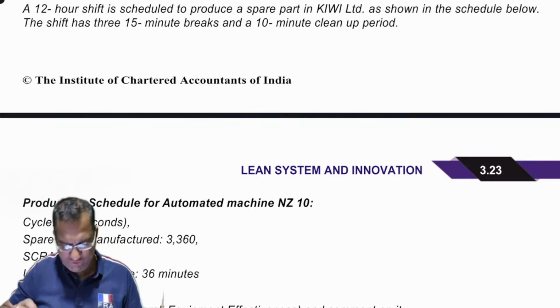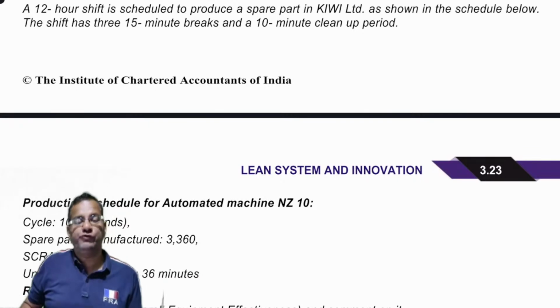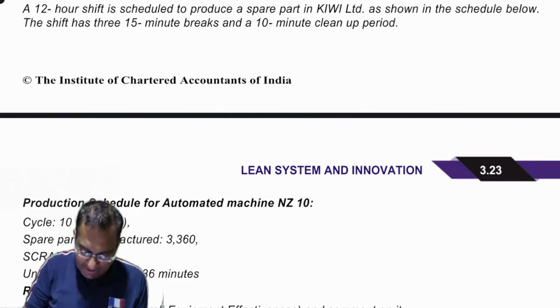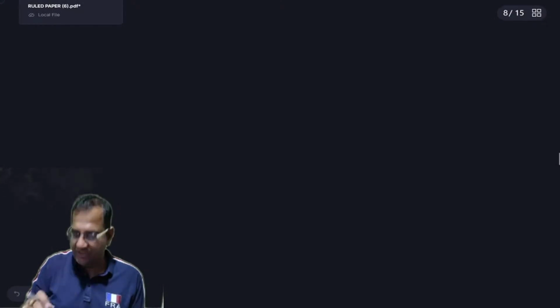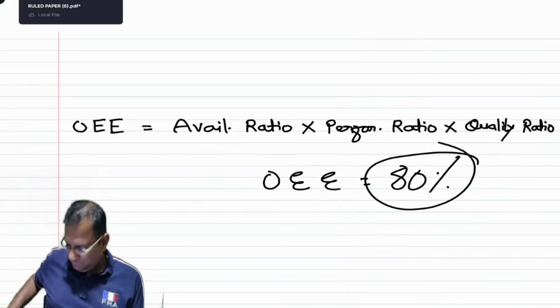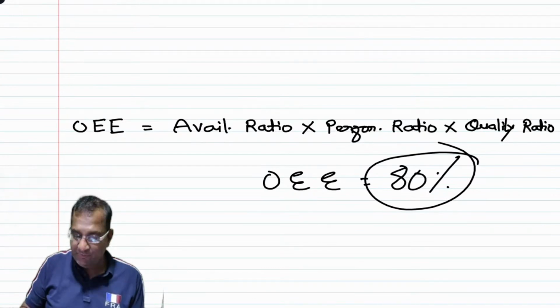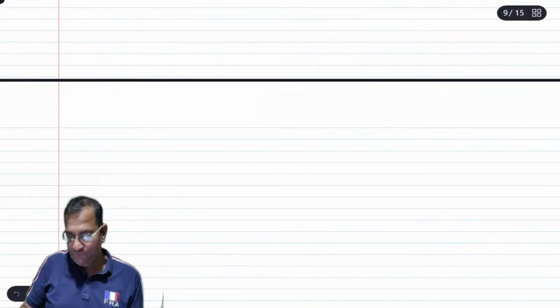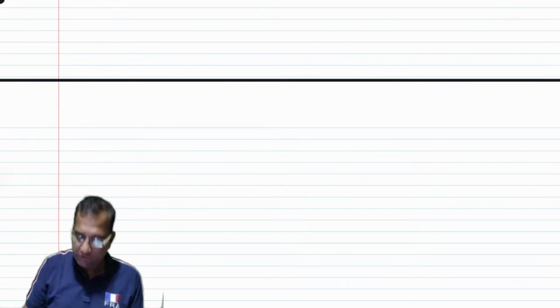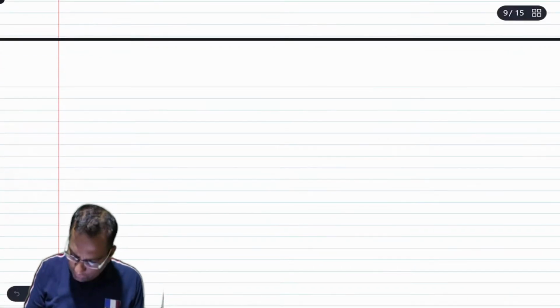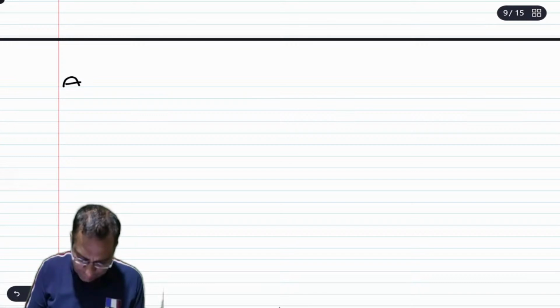Okay, beta. So let's start the question. So first of all, we will calculate the availability ratio. Okay. So we have a 12-hour shift. While the normal idle time and abnormal idle time are given in minutes, therefore it's better to convert the 12 hours into minutes. So first of all, computation of availability ratio.